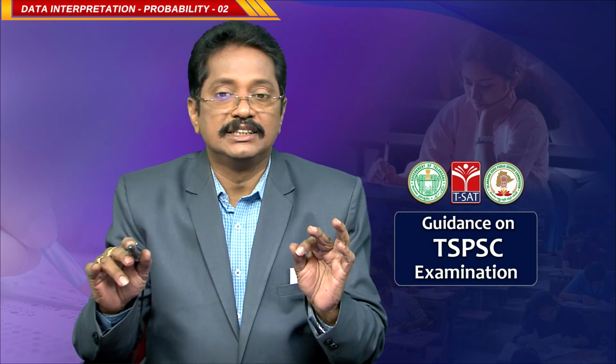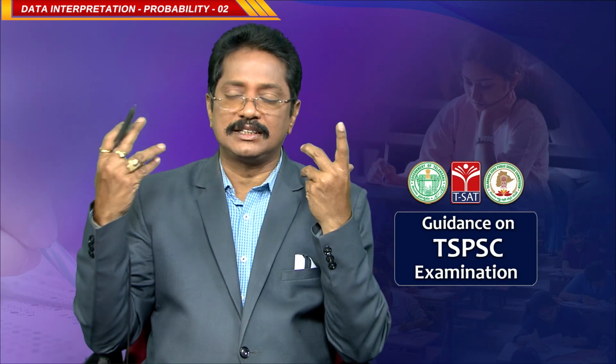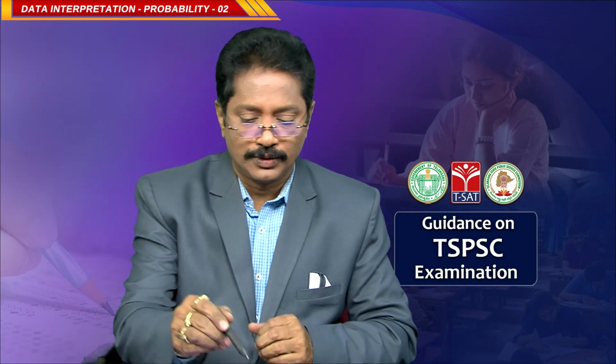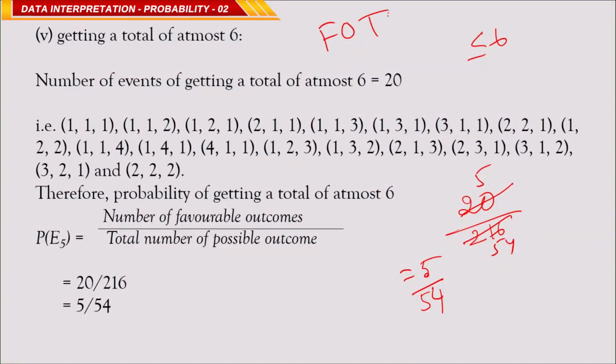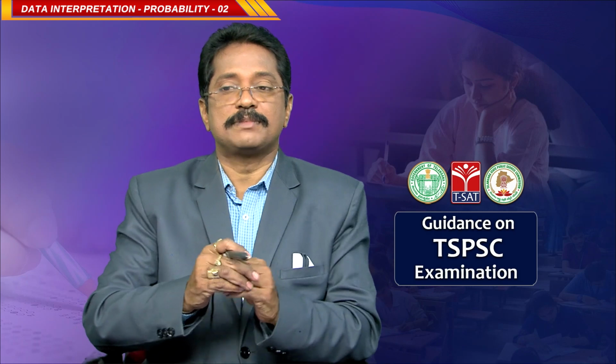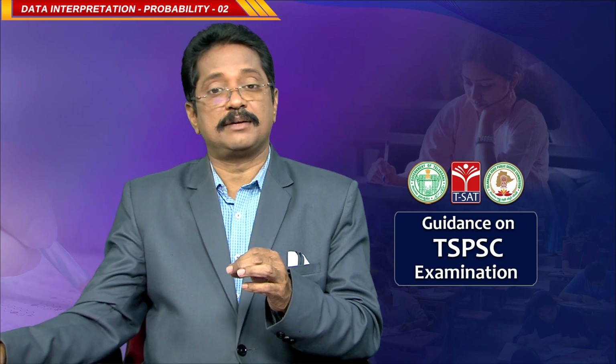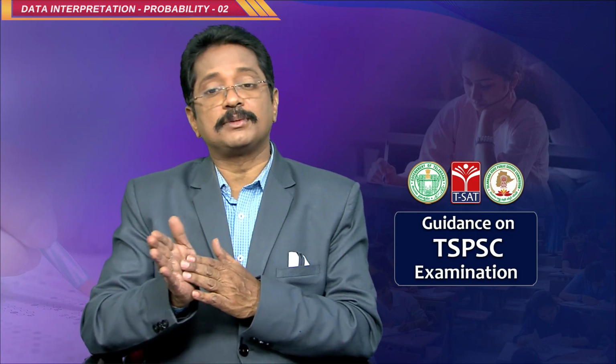Is it clear? If you want to remember this, just remember the word PHOTO, F-O-T-O: favorable outcomes by total outcomes. In this manner, you can calculate any question from the probability chapter. I hope you understand the probability concept, and you can definitely score the maximum from this topic of probability.